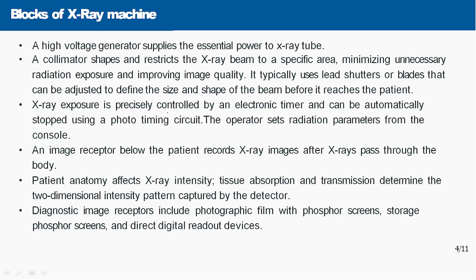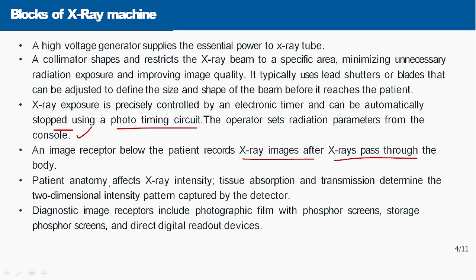X-ray exposure is precisely controlled by an electronic timer and can be automatically stopped using a phototiming circuit. The operator sets the radiation parameters from the console. There is one operating console from where the operator can set the time of exposure, the intensity, and the voltage to produce these electron beams. Everything can be controlled. An image receptor below the patient records the X-ray image after the X-ray passes through the body.